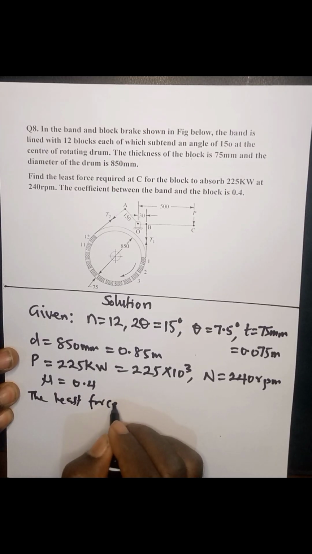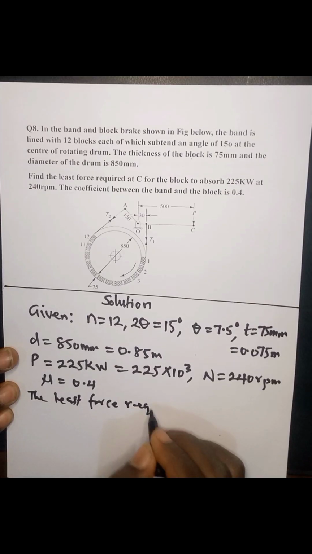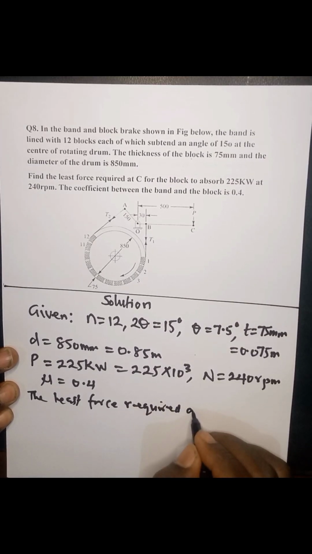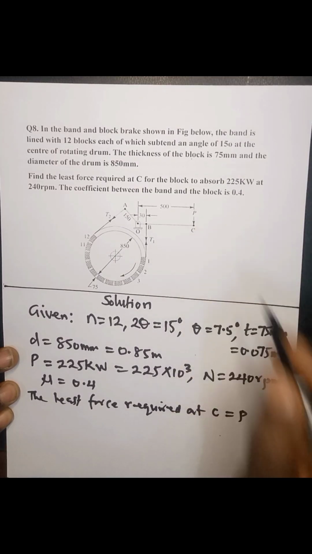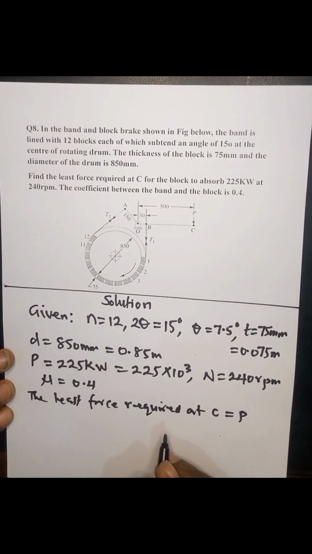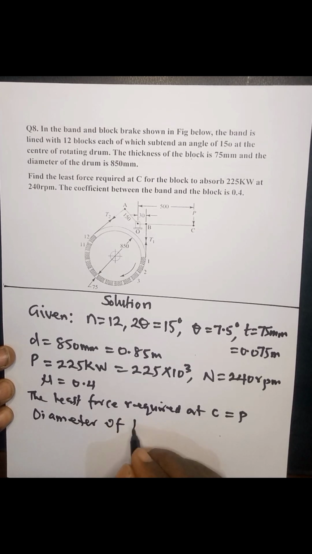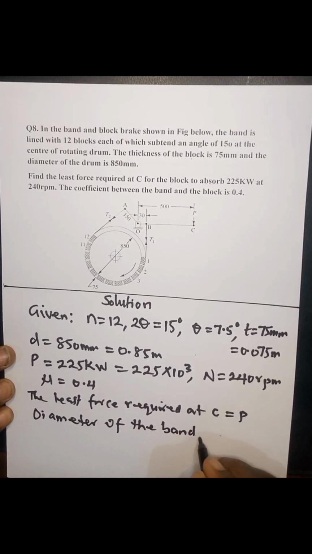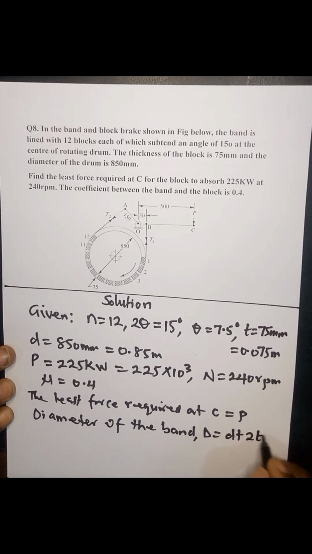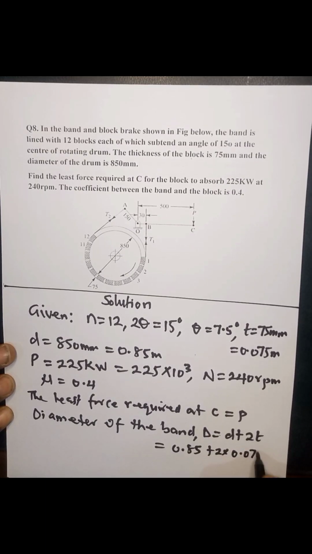Now the least force required at C, let it be P. At this point C, let that force be P, and we know that the diameter of the band D is equal to the diameter of the drum plus twice the thickness of the band, and this will be equal to 0.85 plus 2 times 0.075, and this gives exactly 1 meter.